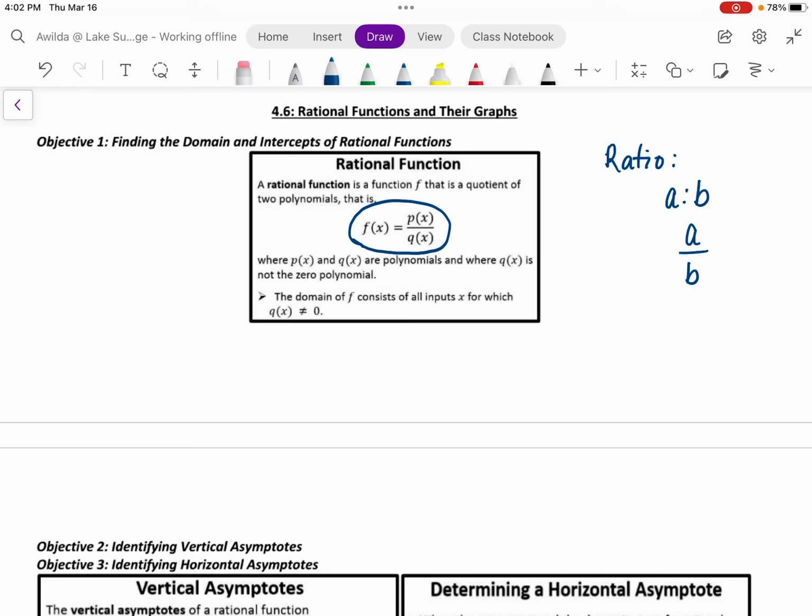Because we are dividing, it's very important that we are aware of any values of x that would cause the denominator to be 0 because division by 0 is not defined. We'll explore what happens for these x values that cause the denominator to be equal to 0. For now, we'll just say that the domain of the function f consists of all values of x for which the denominator is not 0.